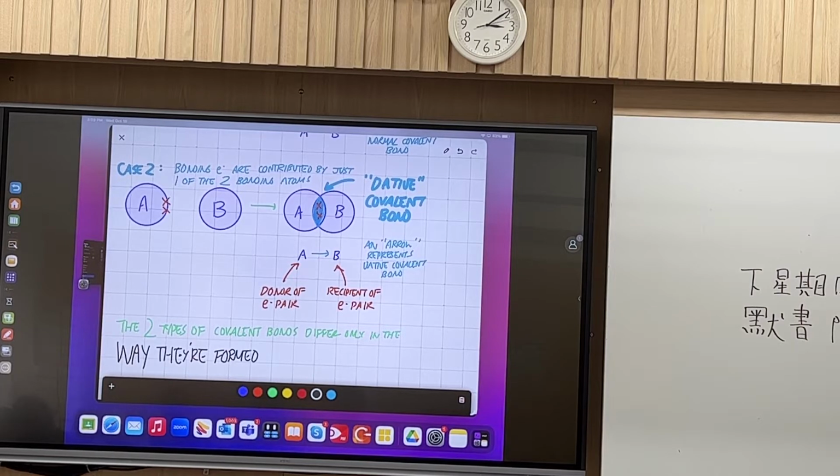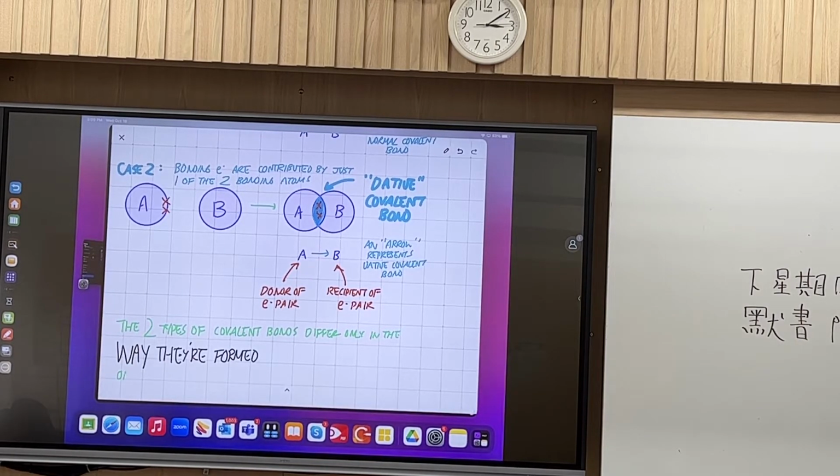Once formed, they are indistinguishable from one another. Let me explain with some examples on the right first.